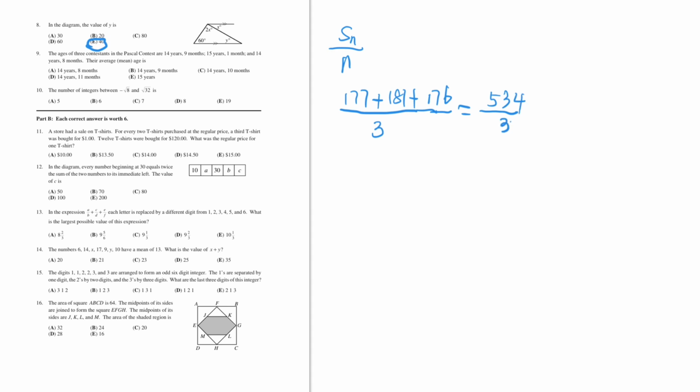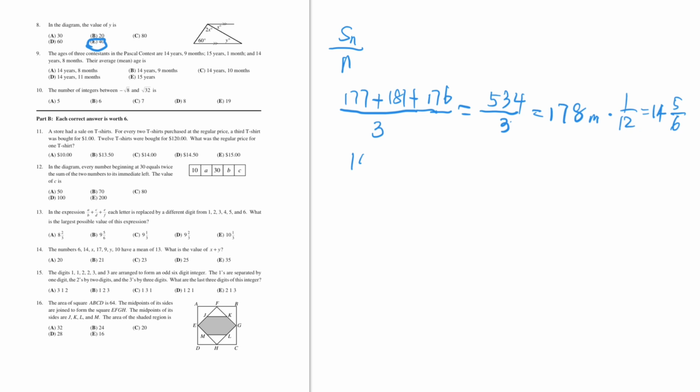That's 534 over 3, divided by 3. That's 178, and that's in months. We need to calculate the years because they gave how many years and how many months. So 178 divided by 12, we use divided by 12 times 1 over 12, gives us 14 and 5 over 6.